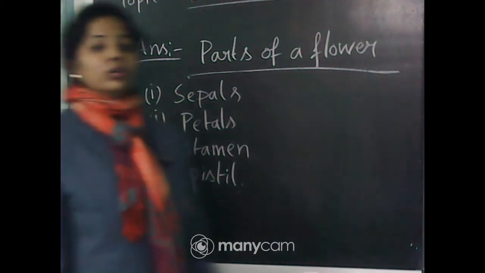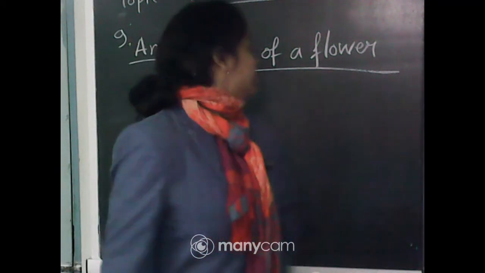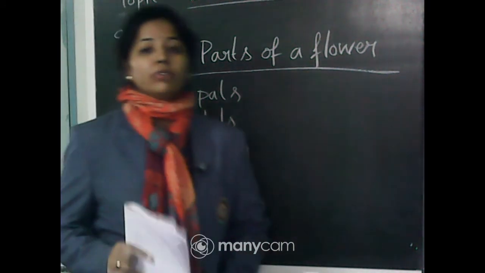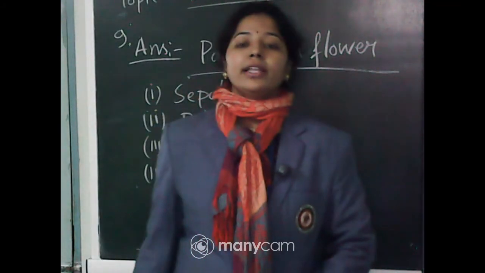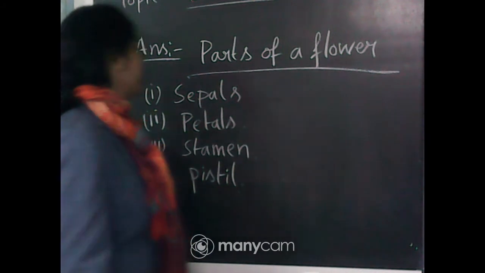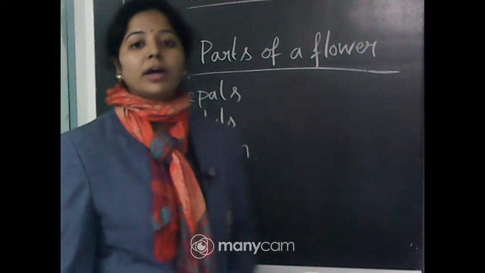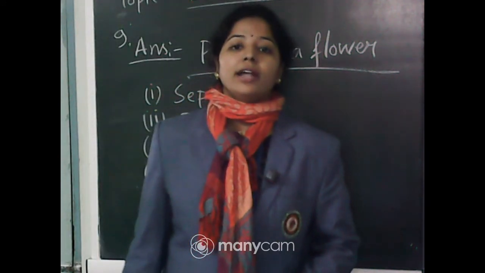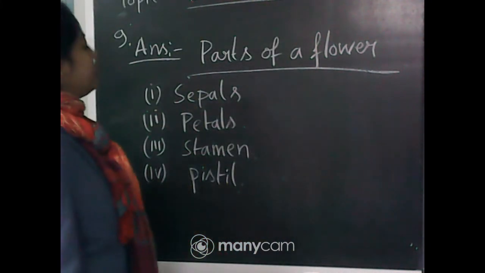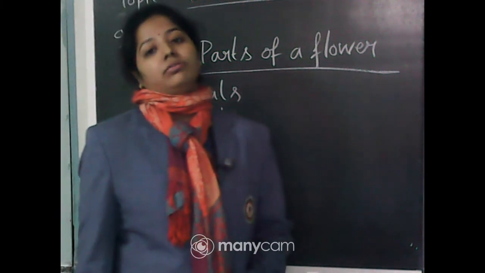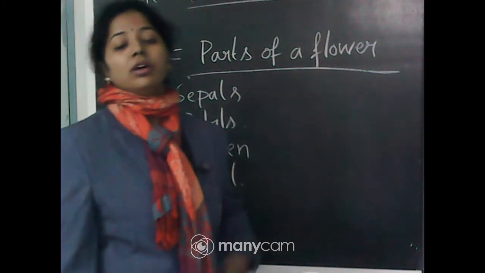Sepals, you know, are the outer covering of a flower that protects the petals, and when the flower is in bud form, these sepals protect it from any outer injury. Then petals, the most colorful or attractive part of a flower, which possess fragrance and different colors. Next comes the stamen, the male reproductive portion of the flower, and the pistil is the female reproductive portion of a flower.